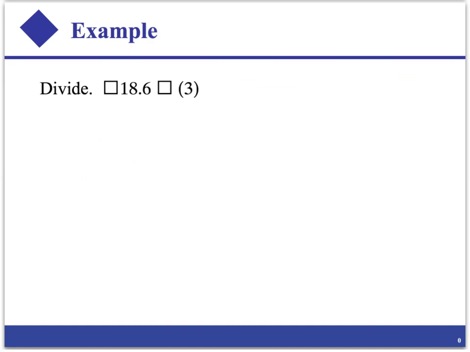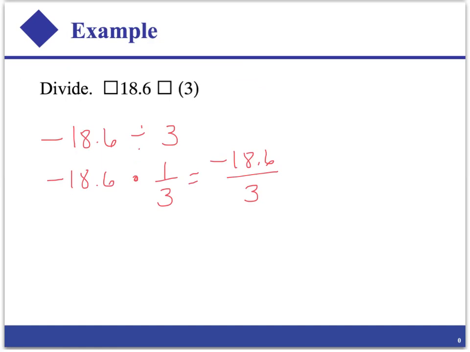Okay, this one is negative 18.6 divided by 3. Keep, change, flip. Or you could simply write, if you do keep, change, flip, you get negative 18.6 times 1 over 3. This becomes negative 18.6 divided by 3. You can do long division, you can use your calculator. It doesn't matter. So I'm going to say 18.6 divided by 3.